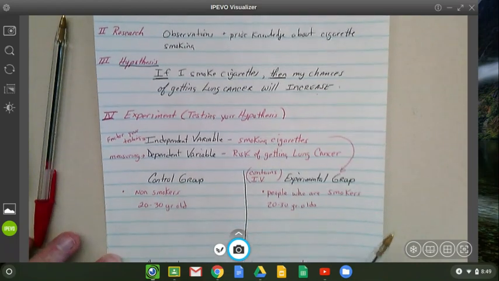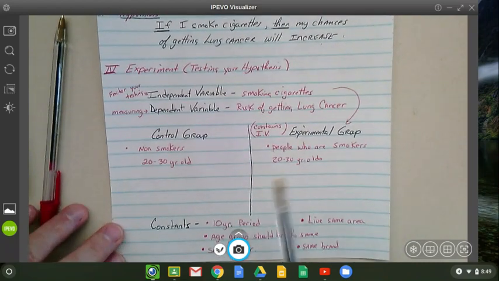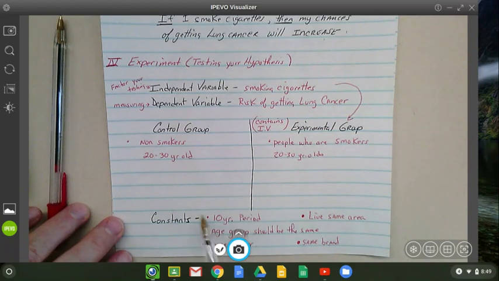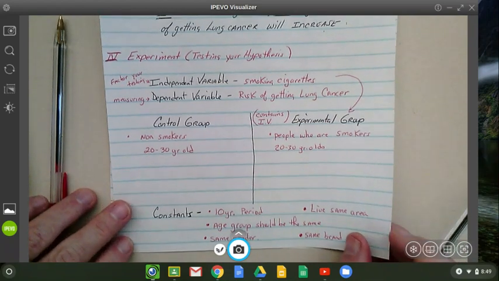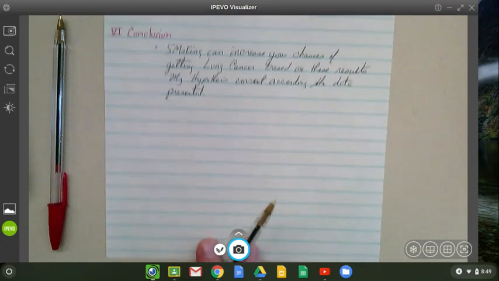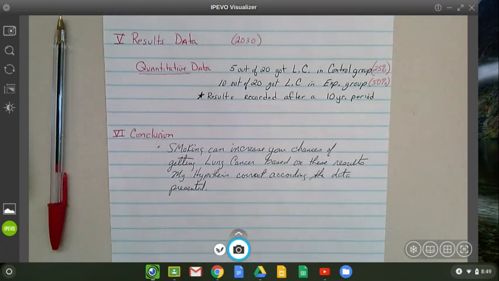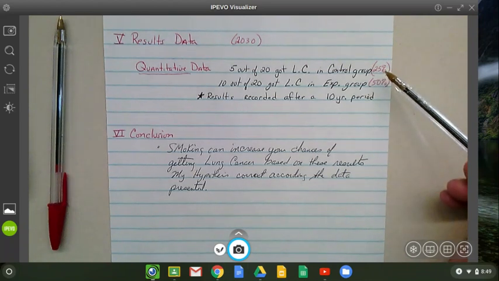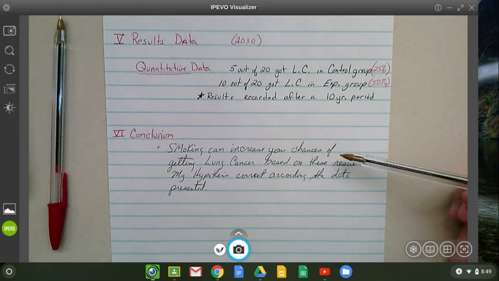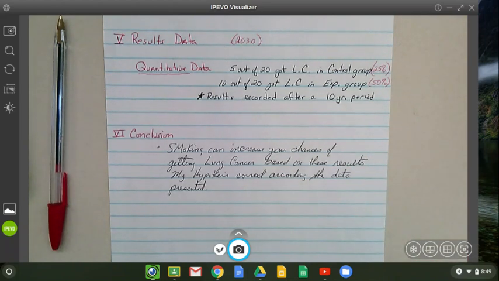We kind of set up the two groups as similar as possible with some constants in here. 10-year period, age group should be about the same, gender, live in the same area. Things like that. And then after 10 years, we recorded our results and we found that 50% of the smokers got lung cancer and only 25% of the non-smokers did, which led us to our conclusion that smoking can definitely increase your chances of getting lung cancer.